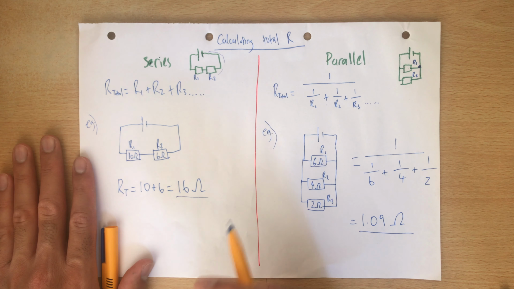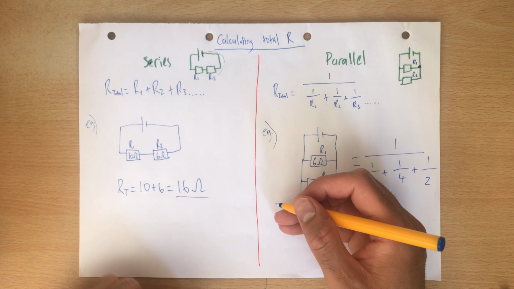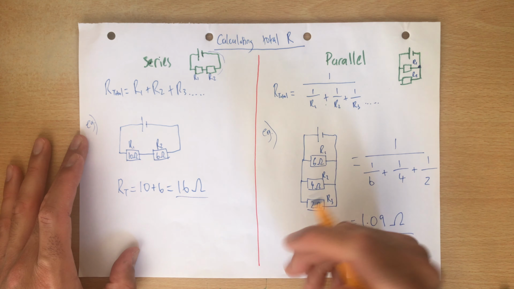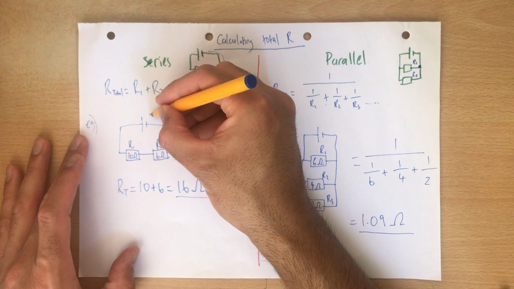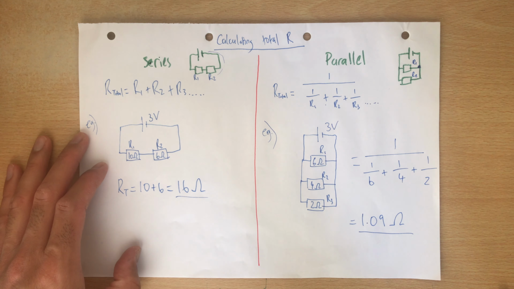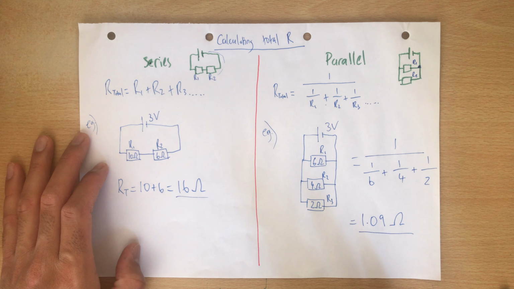So how is this information useful? Well, you can find out the total current that is going around the circuit. How do you do that? Well, if there's a cell which is rated at 3 volts, for example, and there's a 3 volt cell over here, we can find out how much current is actually going around in the circuit.